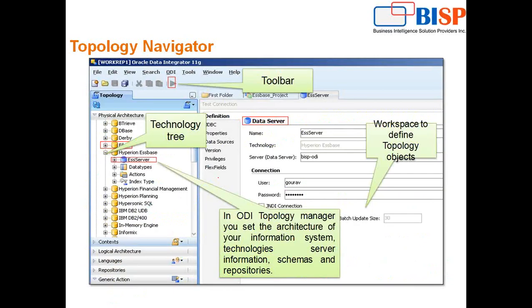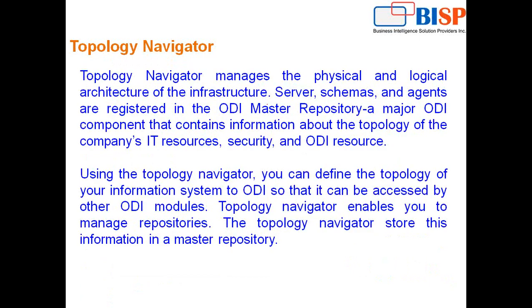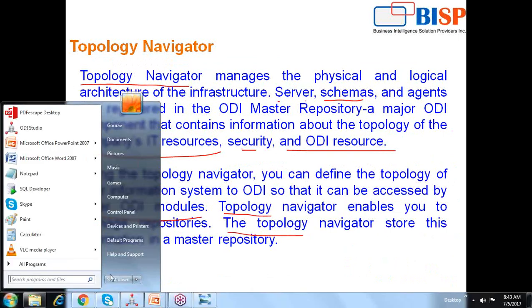Okay, next is topology navigator. As I already showed you, topology navigator is the place where we define the connections. So topology navigator manages the physical and logical architecture of the infrastructure, like servers, schemas and agents registered in the ODI master repository, a major ODI component that contains information about the topology of the company's IT resources, security and ODI resources. So using the topology navigator, you can define the topology of your information system to ODI so that it can be accessed by other ODI components. Topology navigator enables you to manage repositories also, and it stores this information in the master repository. Let me show you that.